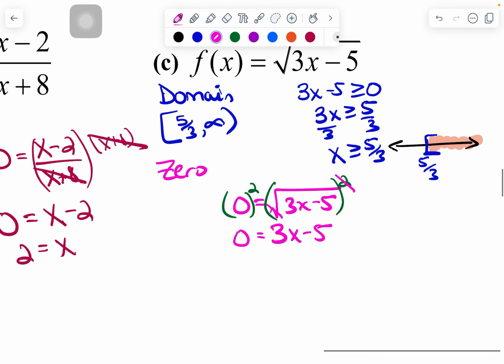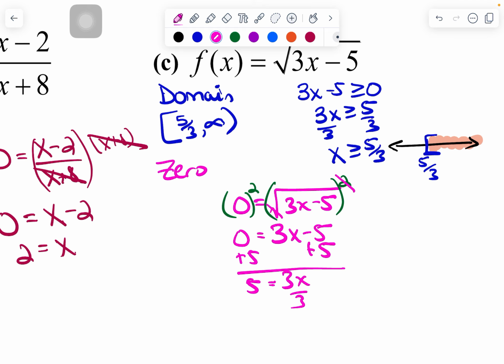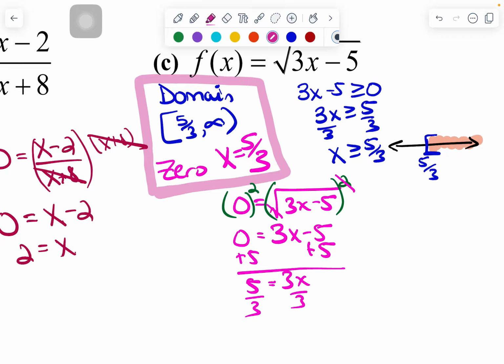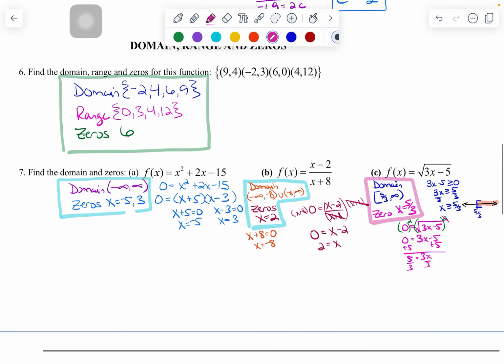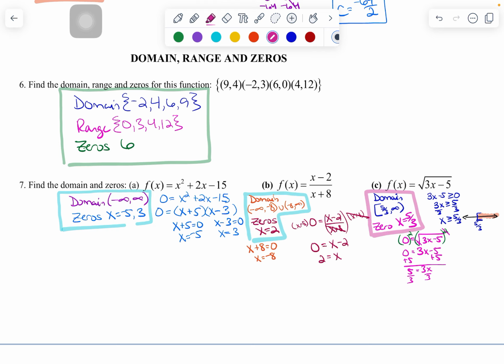I'm writing a little bit larger than expected. Shocking, I know. So add 5 to both sides. So 5 is equal to 3x, divided by 3 on both sides. And I am getting a zero of x is equal to 5/3. So that is the final answer for part C there. We found the domain, 5/3 to infinity, and then at 5/3 itself, that is when your function is equal to 0. So there's all the work that we've just done for domain, range, and zeros.